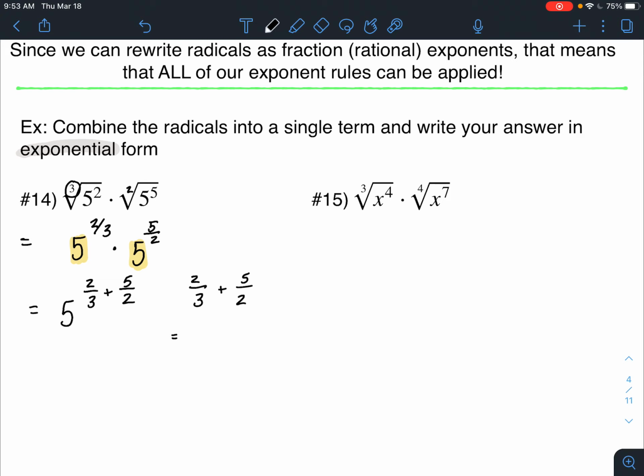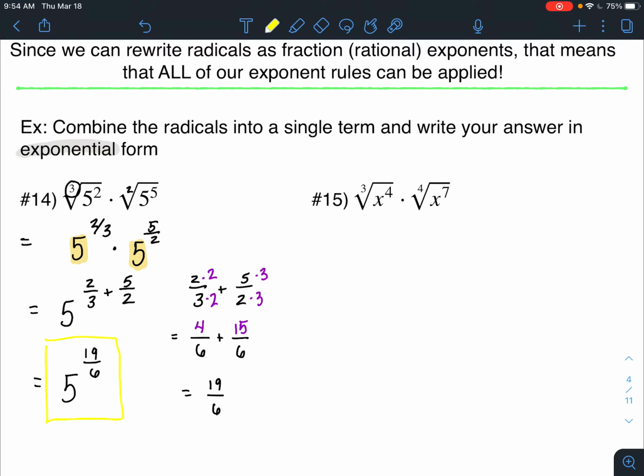So I need a common denominator here. My common denominator is going to be a 6, because 2 and 3 both go into 6. To make 3 into 6, I would have to multiply by 2, so I'm going to multiply the top by 2 and get 4. 2 I have to multiply by 3, so 5 also gets multiplied by 3. So when I add across, I'm going to get 19 over 6, which means that my new exponent is 19 over 6. So my final answer is 15 raised to the 19/6 power.